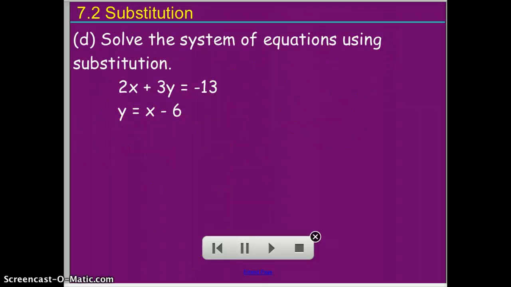In the next example, I'd like you to try to solve this before I show you the solution. So hit pause and try to substitute x minus 6 into the value of y to find out the two values of x and y. Hit pause and do that now.